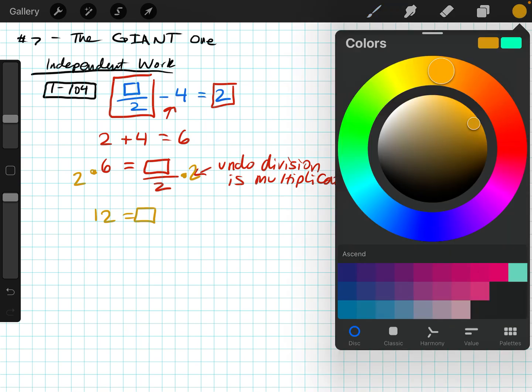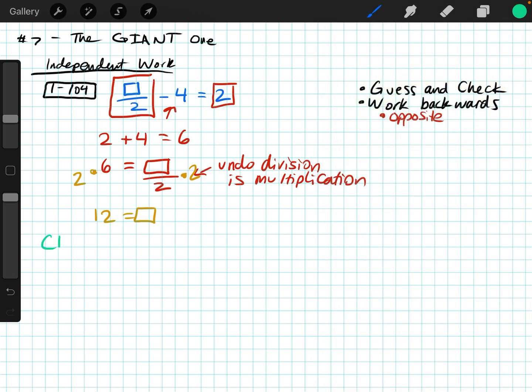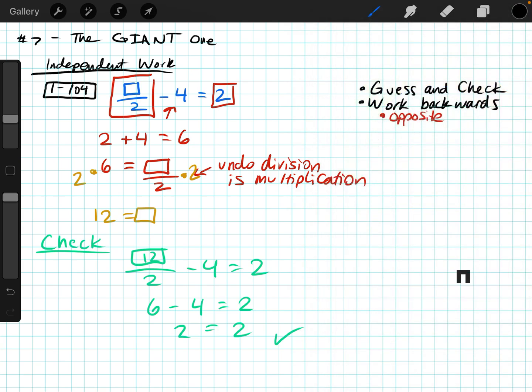How do we check? Great question. Let's check our work and make sure that we have solved this correctly. If we take our number, which is 12, and divide by 2 and subtract 4, we should get 2. 12 divided by 2 would be 6. 6 minus 4 should equal 2. And sure enough, 2 does equal 2, so that works. The correct answer to this problem, so Zaria, Z-A-R-I-A, Zaria's number is 12. Make sure you circle your answers.